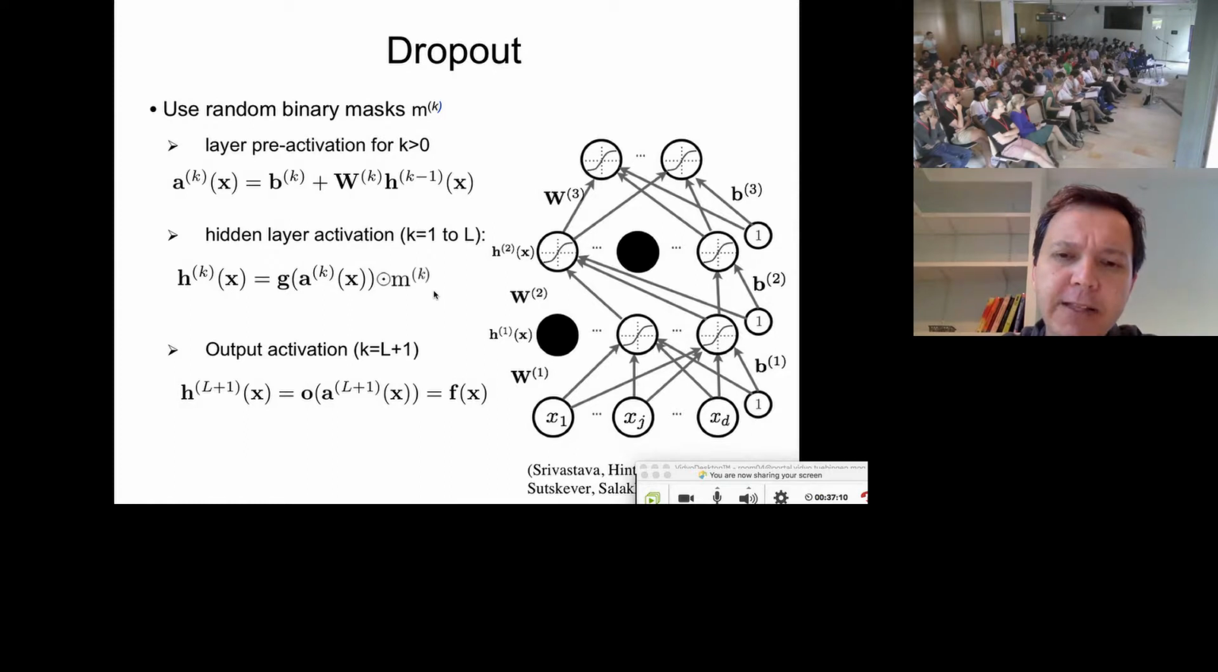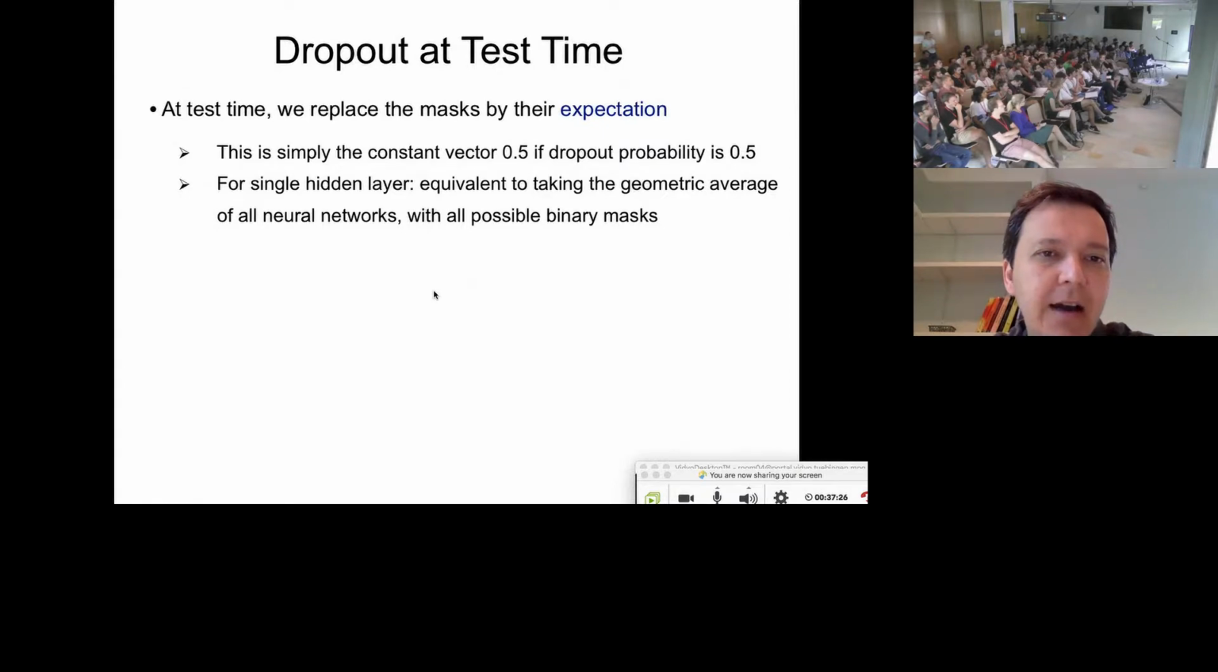And I think that's why this technique has become popular, because it doesn't require any sophisticated update to the code or any sophisticated sort of training. It really is just a simple change in the code in the forward pass and in the backward pass. So what happens at test time? At test time, you're replacing the masks by their expectations. And this is simply the constant vector 0.5 when the dropout probability is 0.5, right?